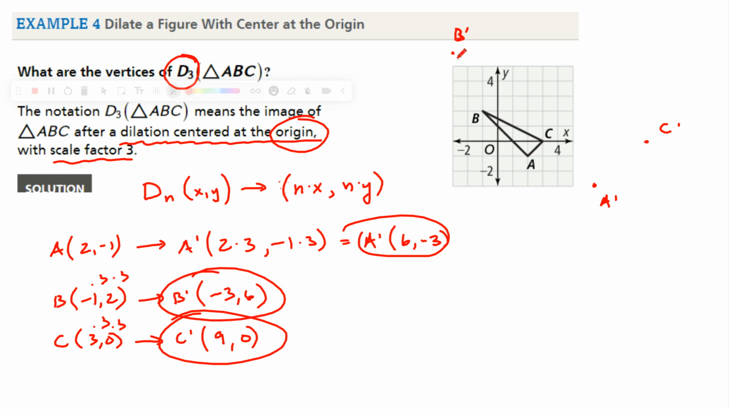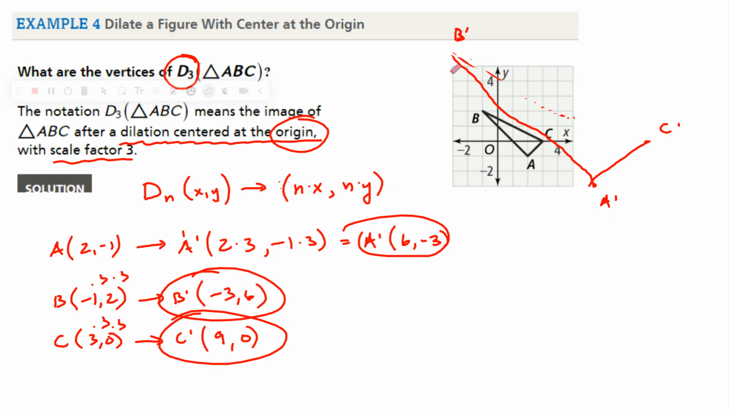And again, if I connect these with as straight lines as possible, which is not going to be very good, yeah, that was very bad. I got to fix that. Sorry, I can't let that go. This will be your new image: A prime, B prime, C prime.